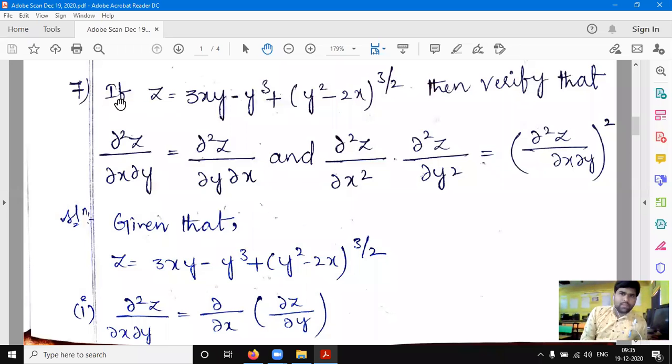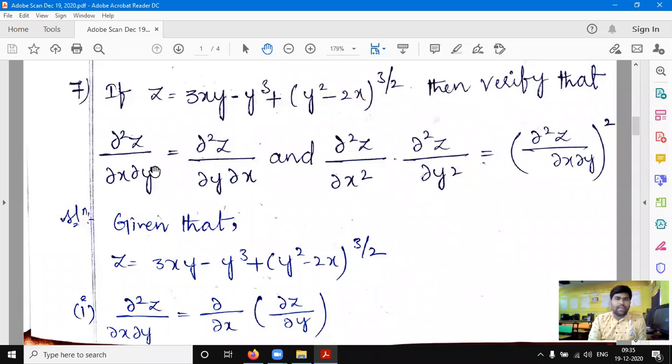Right. Next problem. If z is equal to (3xy − y³ + y² − 2x)^(3/2), then verify that ∂²z/∂x∂y is equal to ∂²z/∂y∂x, and ∂²z/∂x² into ∂²z/∂y² is equal to (∂²z/∂x∂y)².